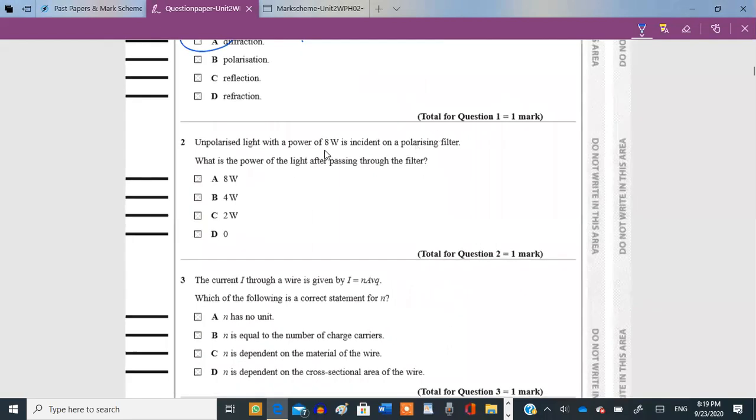Unpolarized light with a power of 8 watts is incident on a polarizing filter. What is the power of the light after passing through the filter? Okay, now you have a filter, right? Polarizing filter. Light is a transverse wave. It is an electromagnetic wave, so polarizing filter.